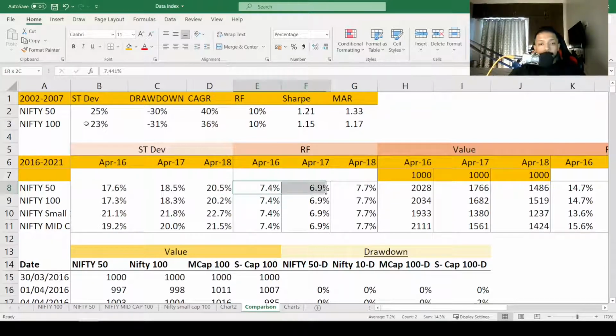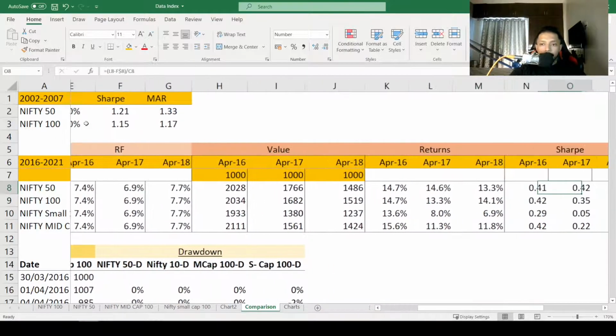I've taken the respective RF, which is the risk-free rate, okay, basis year. So April 16, as per the data I got, the RF was about 7.4. April 17 onwards, it was 6.9, and 18 onwards, it was somewhere around 7.7.